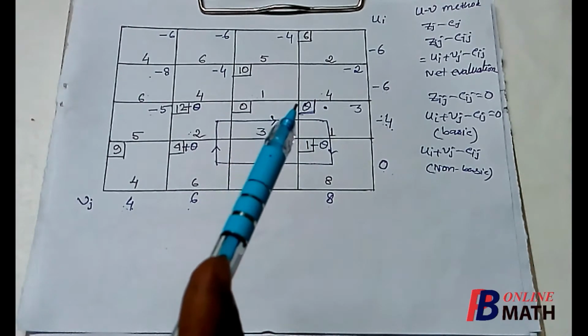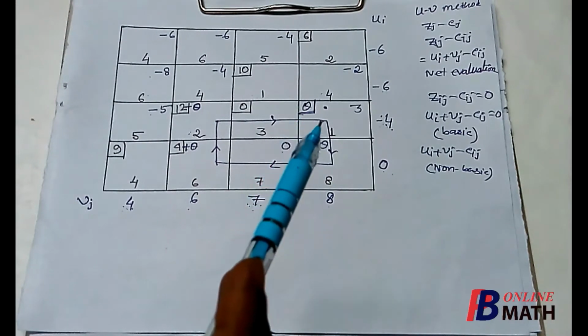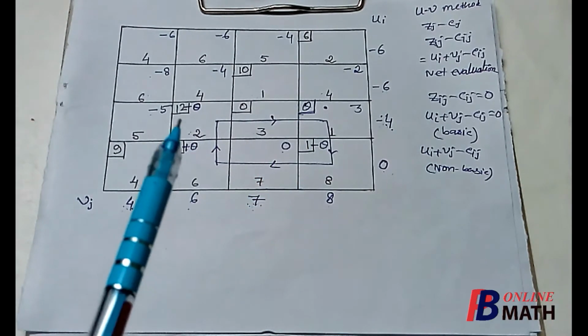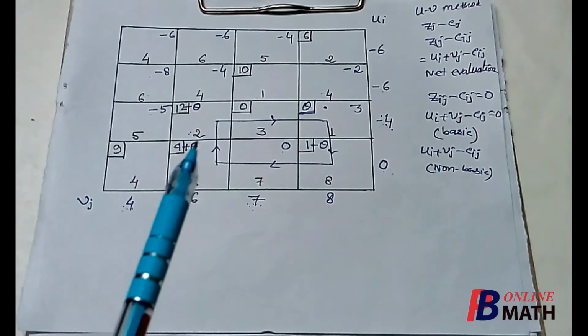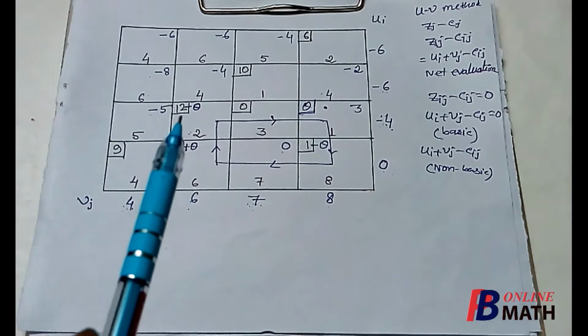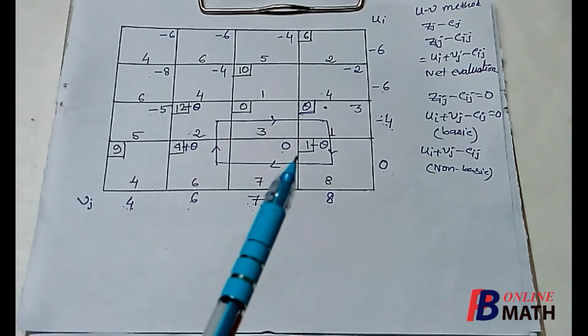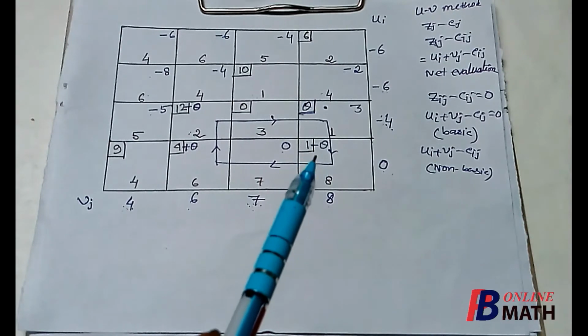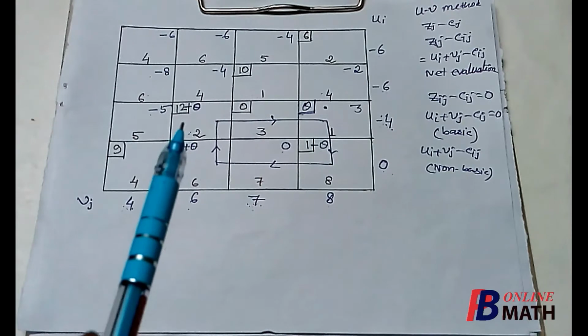Now since this is a feasible solution, the value of the basic variable cannot be negative. Now it is 12 minus theta, it is 1 minus theta. If we select theta equal to 12, then this is 0 but this will be negative. So we cannot select theta equal to 12, but we can select theta equal to 1. If we select theta equal to 1, then this value will be 0 and this will be 11.